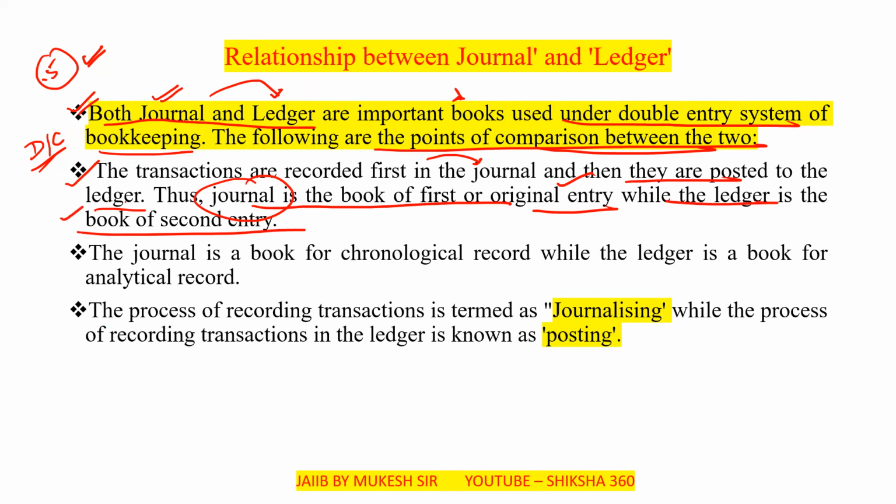So this is a 0.5 mark question. Which of the following is the book of first or original entry? That is the journal, and the ledger is the book of the second entry.